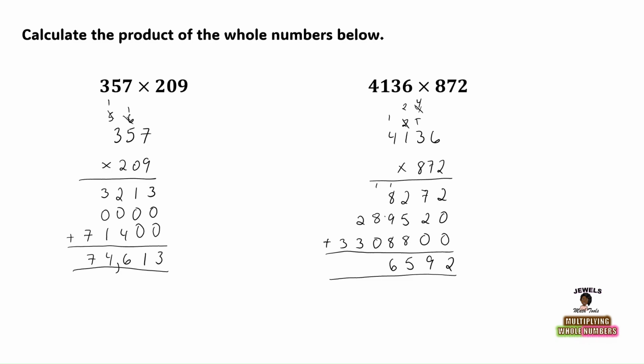1 plus 8 is 9. 9 plus 0 is 9. 2 plus 3 is 5. And then we bring down our last 3. I'm going to input my commas just so it'll help me read my number a little bit more easily. So when we calculate the product of our number 4,136 times 872, our product is equal to 3,596,592.